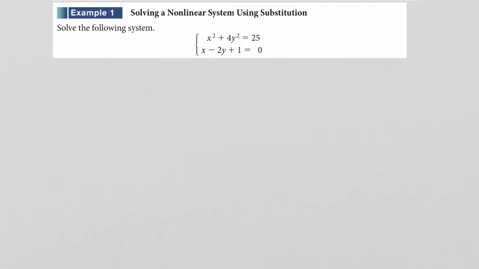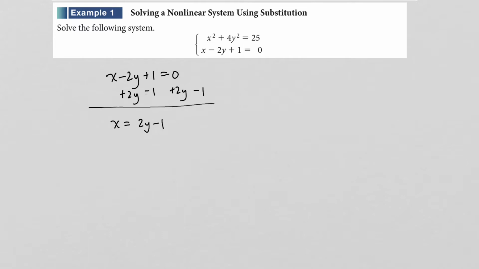So to solve this by substitution, I'm going to take the second equation, and I'm going to solve it for x. And I'll do that by simply adding 2y to both sides and subtracting 1 from both sides. And this will give us x is equal to 2y minus 1. And now we'll take the first equation, and since x is equal to 2y minus 1, we will substitute that into the first equation, replacing x. So when we do that, we get the following.